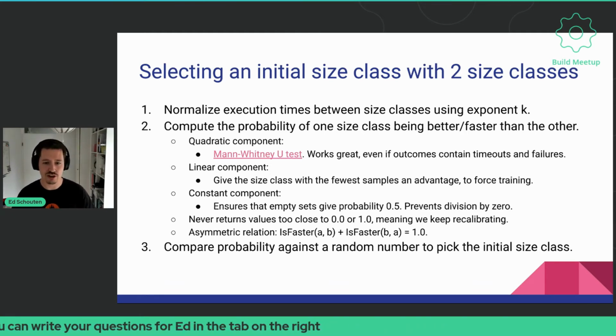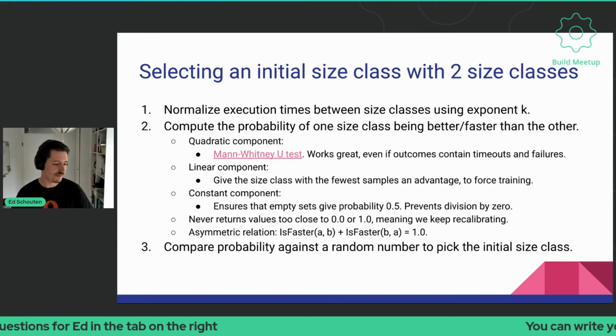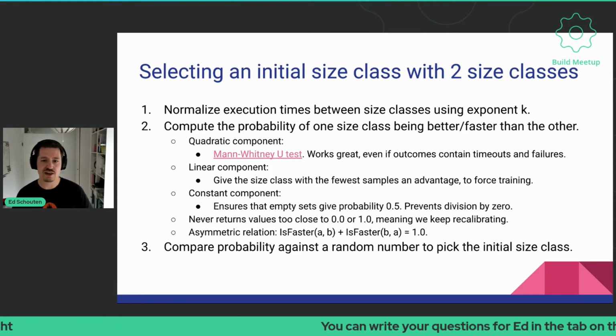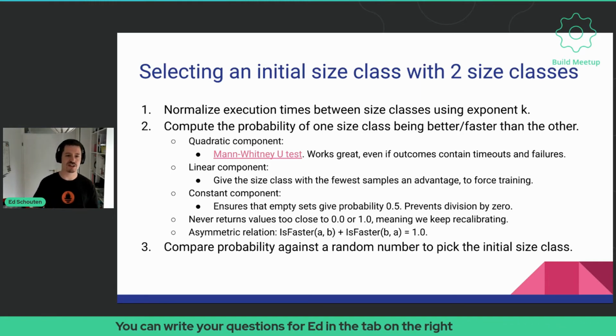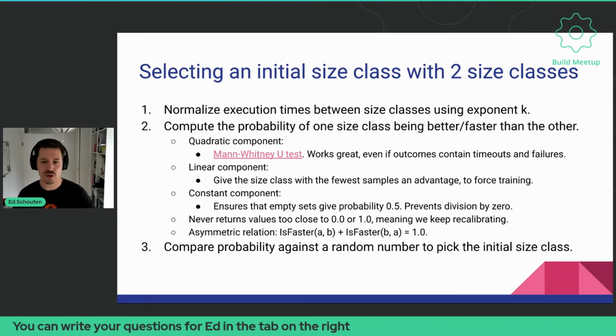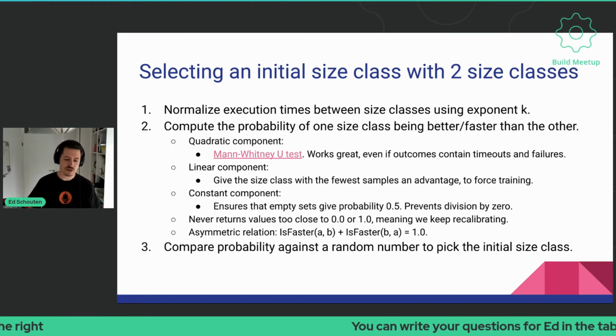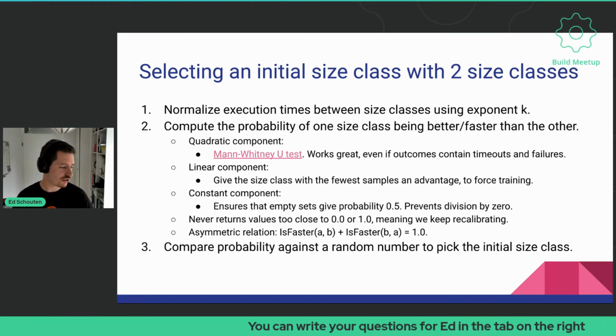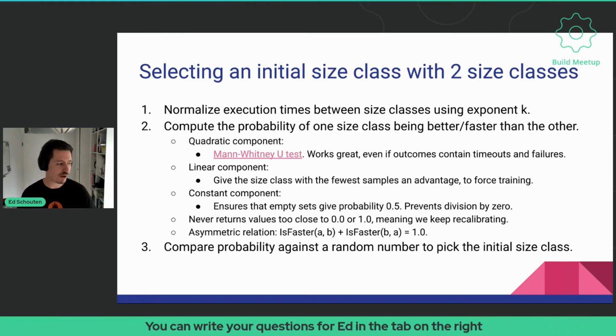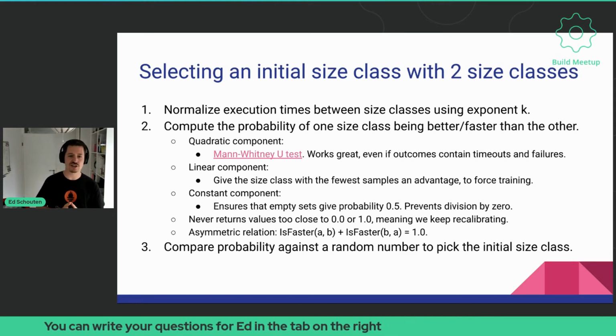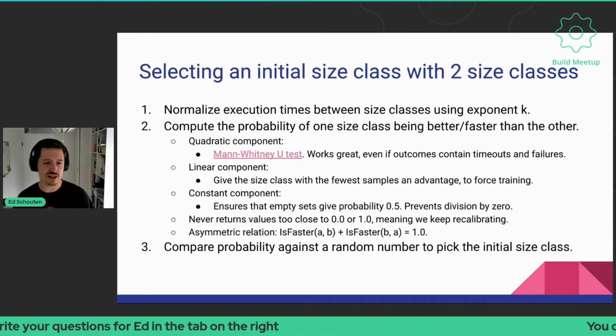They're not actual wall clock times, but they're normalized times that allow us to compare between two different size classes. So just two lists of durations. And now we have to determine which size class is better or faster than the other one. Normally in statistics, you could compute the median of both, or standard deviations, or variance, that kind of stuff.